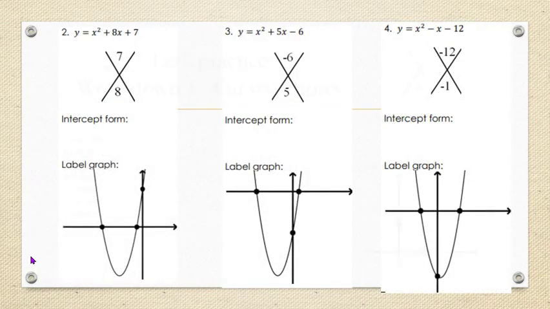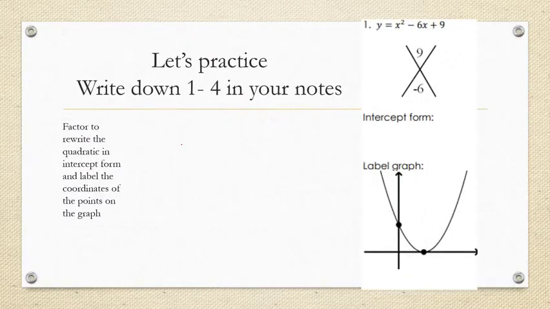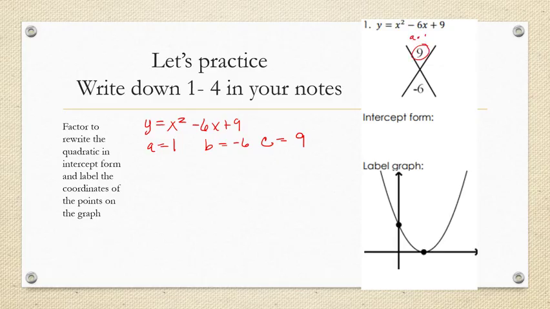Okay, so let's practice a couple here. We have y equals x squared minus 6x plus 9. Let's identify our A, our B, and our C. A is 1, B is negative 6, and C is 9. To get the top of the x, this number right here, remember it's A times C. This is our B term, which comes from these letters right here. Now we're going to do A times C, which was 9.